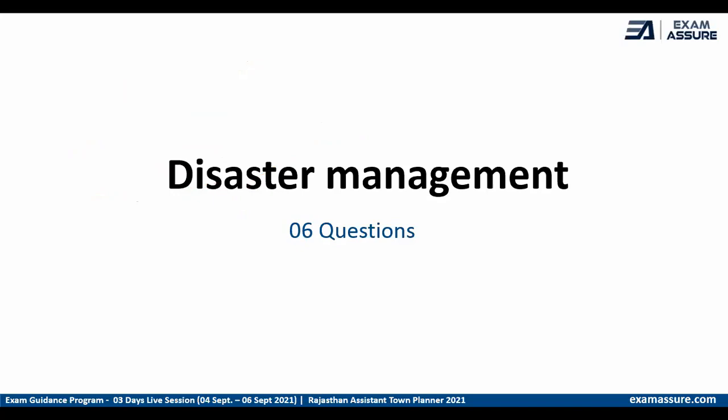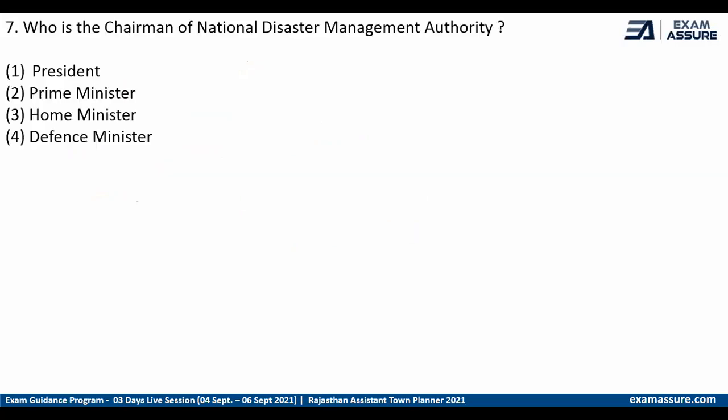Okay, now we come to questions from disaster management. There were 6 questions that we've seen in the 2018 paper. Let's have a look. Who is the chairman of the National Disaster Management Authority? Anything that you normally see at national level, most of them are headed by the Prime Minister. So here the answer is Prime Minister. I think we don't need to go into detail on this.